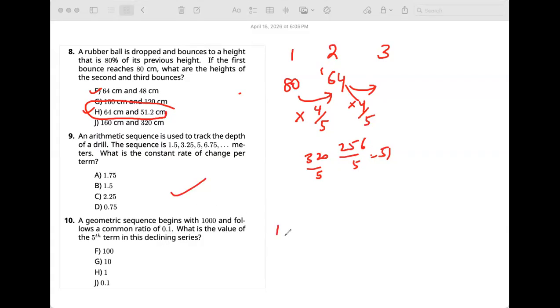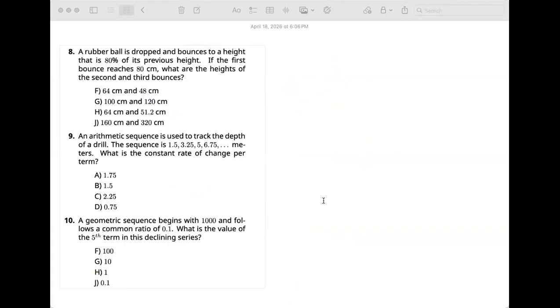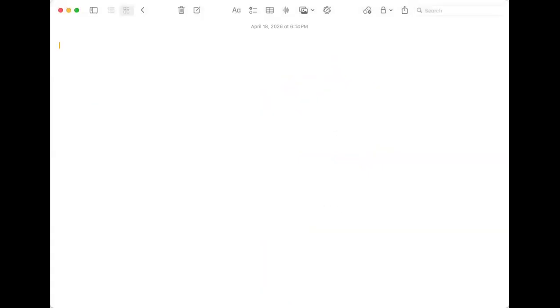A geometric sequence begins with 1000 and follows a common ratio of 0.1. Common ratio of 0.1, not times 0.1, right? The next one is what then? 100. The next one is 10. The next one is 1. You got it? What is the value of the fifth term? 0.1. You got it? Okay. But I want to give you two more difficult problems in sequences and series for sure. Let's see.